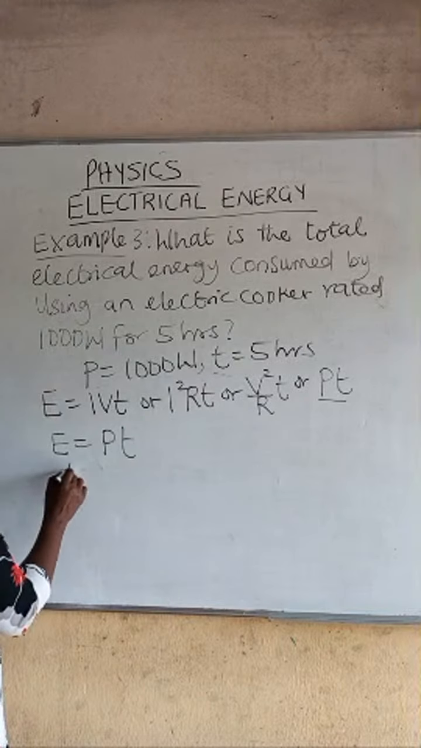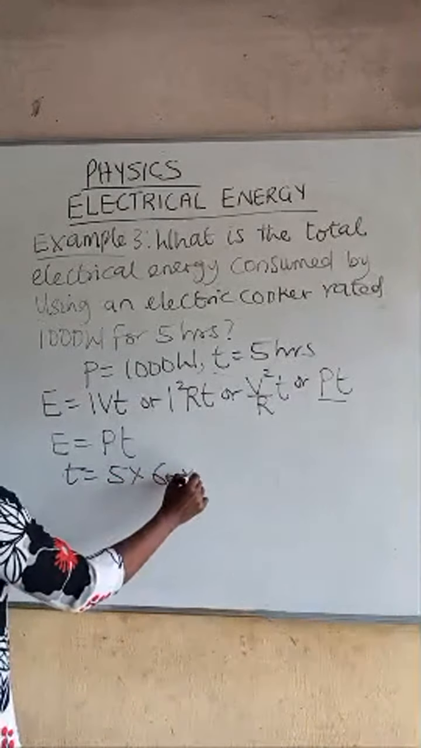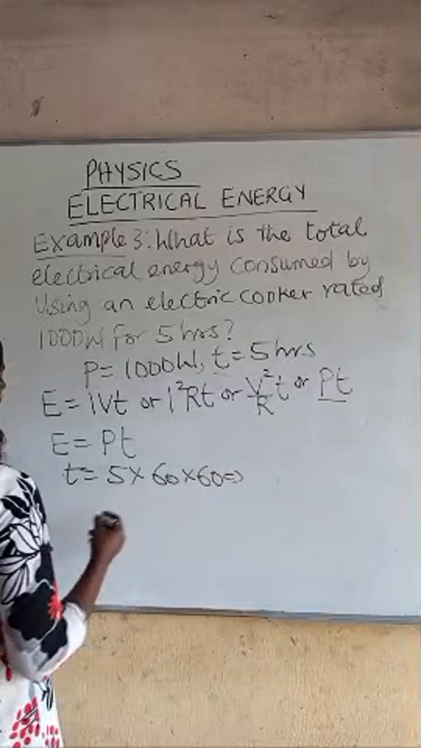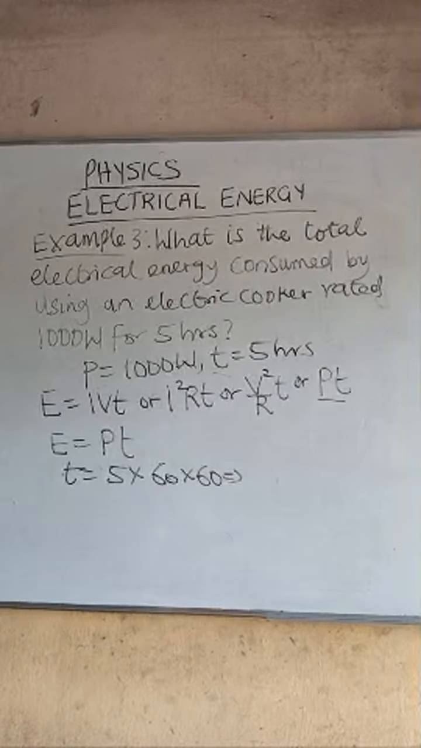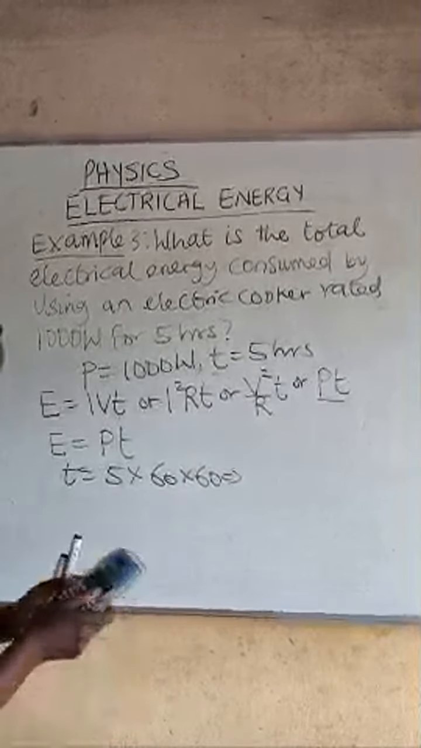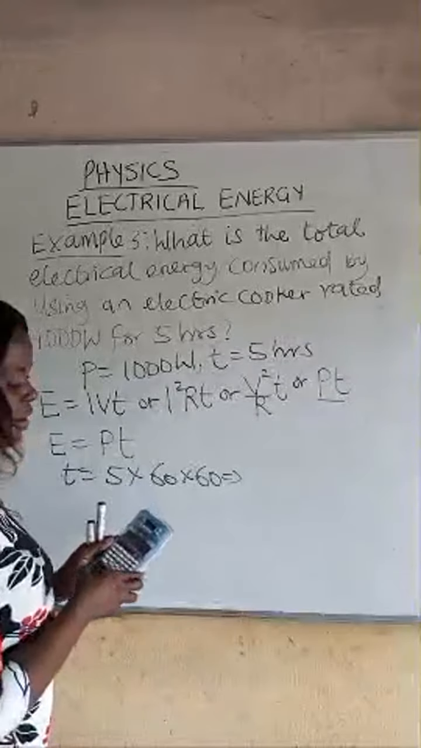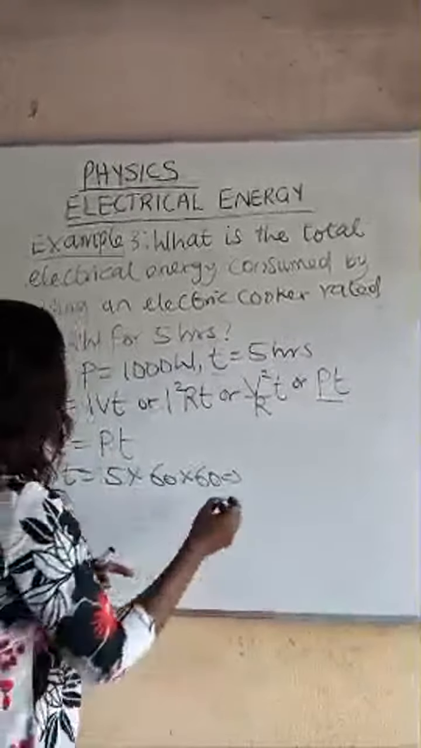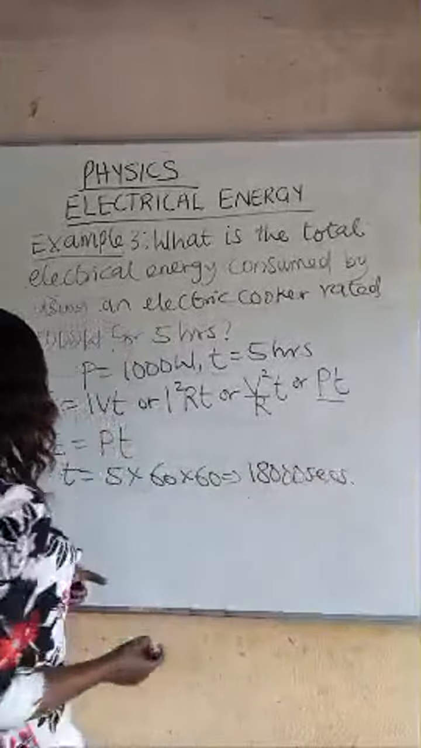You just say T is equal to 5 times 60 minutes times 60 seconds. If you multiply, let's use the calculator so that we'll be sure. You have 60 times 60 times 5. We are going to have 18,000. So the answer is 18,000 seconds.